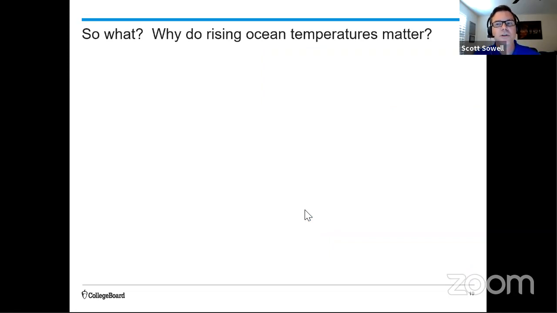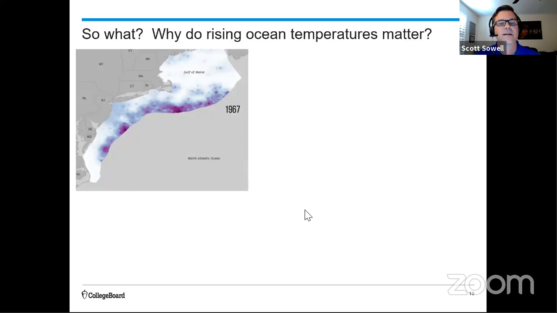So I'm going to show you some images without a lot of labels on them, just to see if we can find a pattern in these images. So I'm going to start with this. This is from 1967 on the northeastern coast of the North Atlantic Ocean, and you'll see some clear spots and some purple heavy concentration spots.